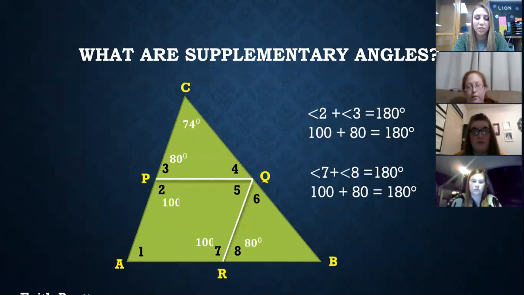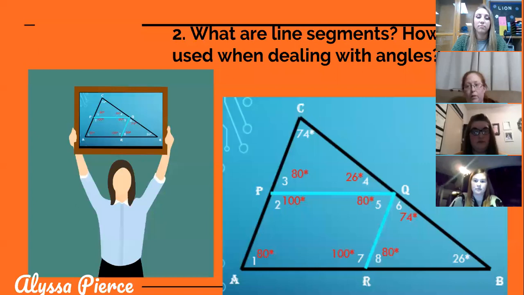Just a little bit more. Angle 2 being 100 and angle 3 being 80, they are both supplementary, but also angle 3 and angle 7 could be supplementary, with angle 2 and angle 8 being supplementary, because they all together equal 180. The 2 angles don't have to be beside each other to be supplementary angles. They just have to equal 180 degrees.